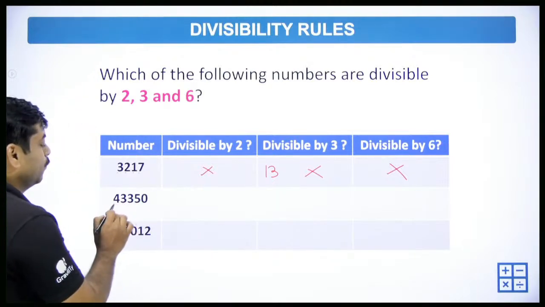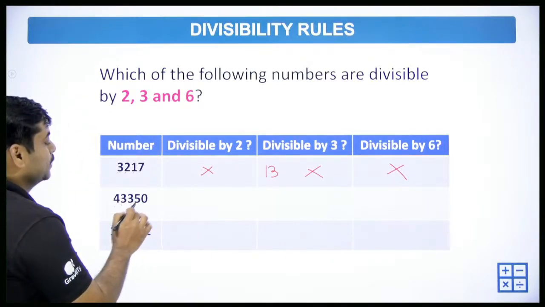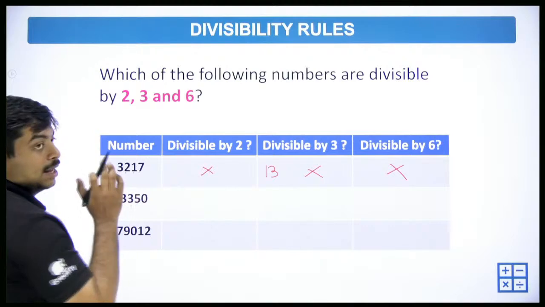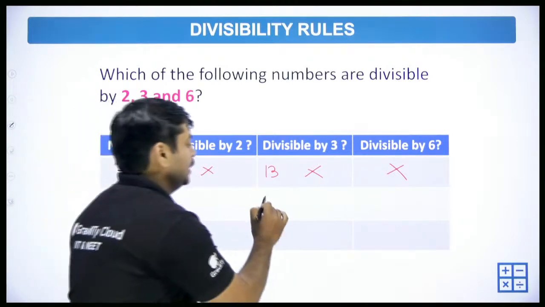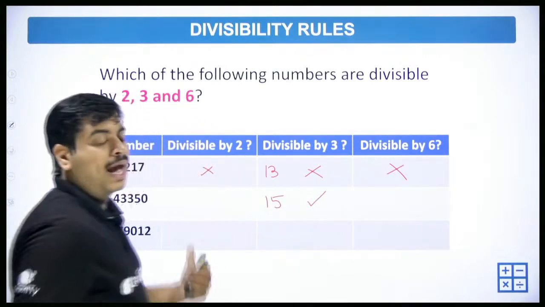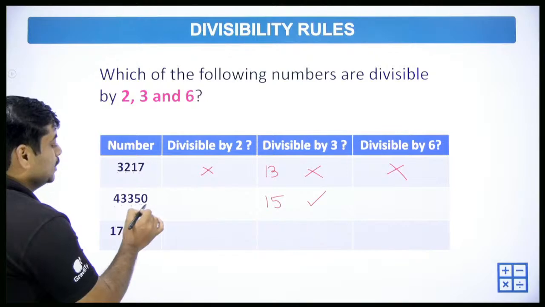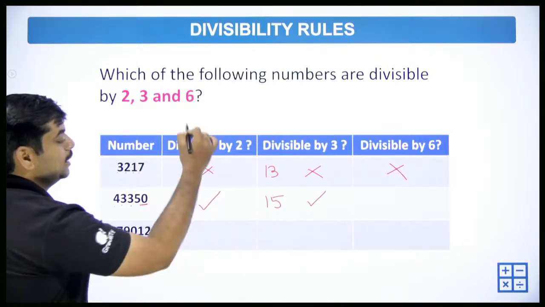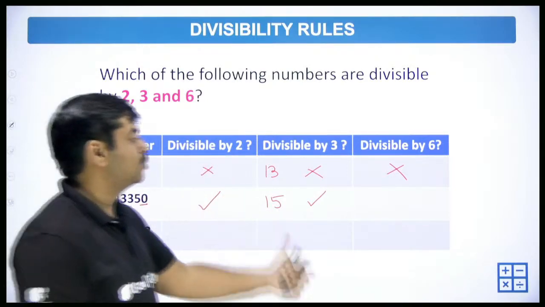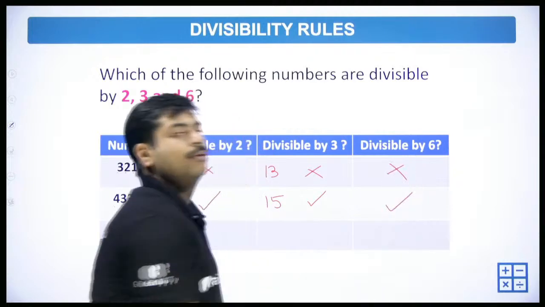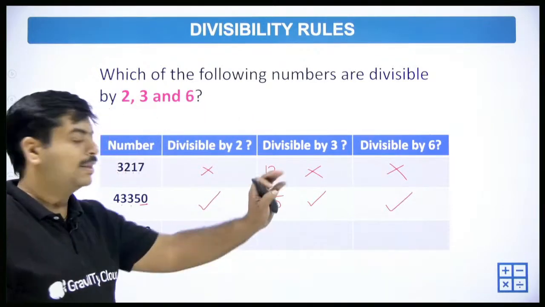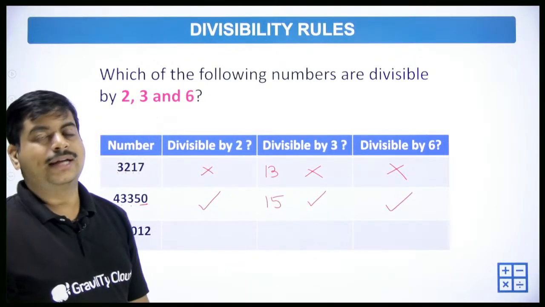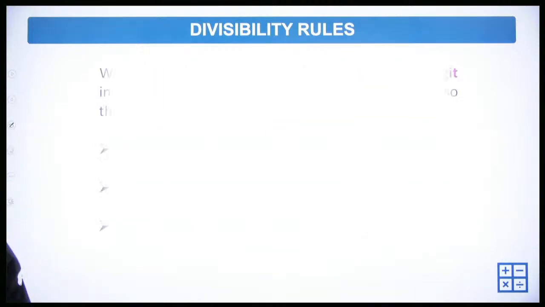4, 3, 3, 5, 0, 4, 5, 6, 7, 8, 9, 10. 10 plus 5, 15. Sum of the digits is 15. Yes, it is divisible by 3. And here, the last digit is 0. Yes, it is an even number. As these two are true, it is divisible by 6. The same way you can proceed with the remaining things. Right. So let's move ahead for the next one.